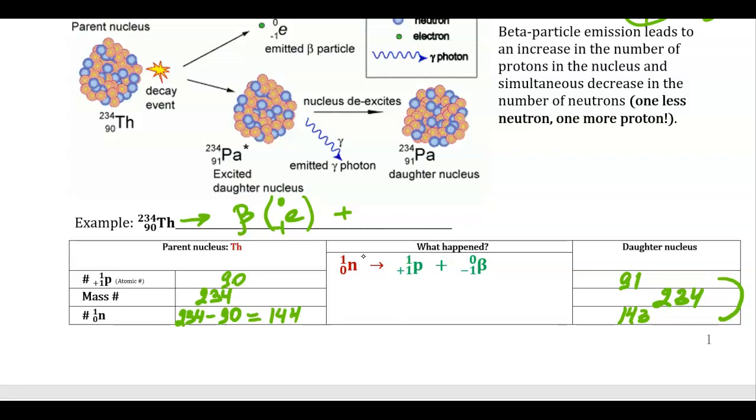Okay, so what we put here: thorium, atomic number 90 and mass number 234, and we will have the daughter nucleus with atomic number 91 and still the same mass, 234. I need to add the symbol here, and the periodic table will help me with this. Okay, let's see, Pa, protactinium. Okay, so this is beta emission.